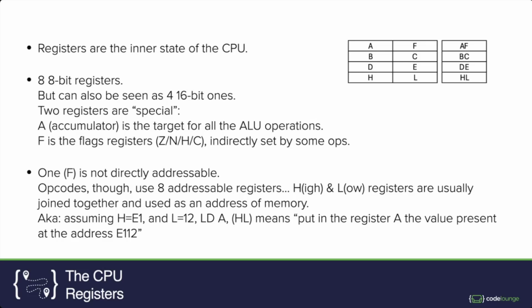And the funny thing is that the F register, the flag register, is actually not directly addressable by the opcodes. Still, the opcodes manage to use an 8th pseudo register that is basically the address of memory that you get when putting H and L all together. So basically, you consider HL as being the address of memory and you use it as a pseudo register. Of course, it will take longer to write and read from it.